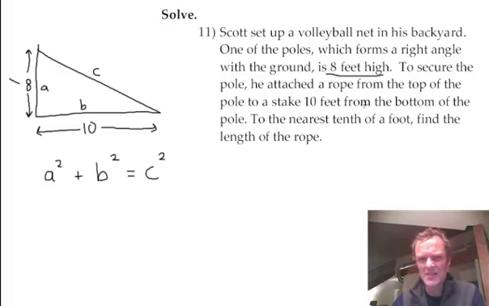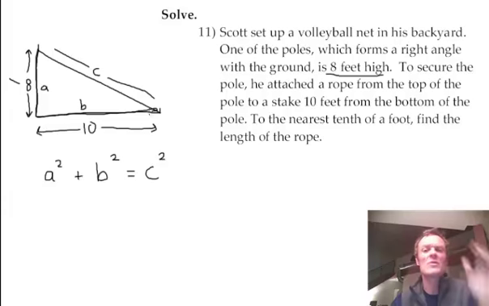Now you've got to read this carefully. Attach the rope from the top to a stake. So here's the stake, 10 feet from the bottom, so here's the rope. This is the rope, which looks like the hypotenuse, the one opposite the right angle, the longest side. Here's the distance from the pole to the stake, all the way over here. Height of 8 feet, distance 10 feet. We're looking for the length of the rope that's holding it.